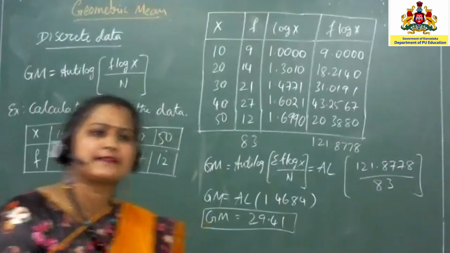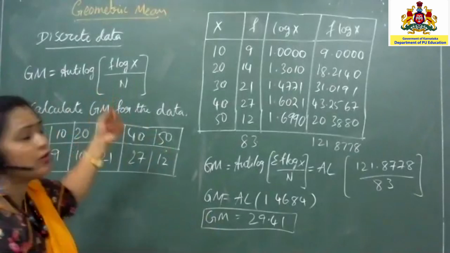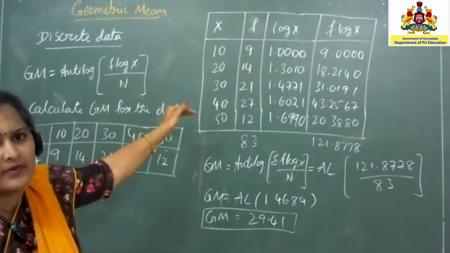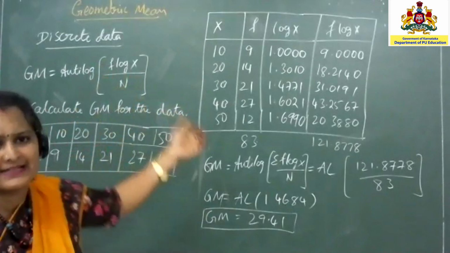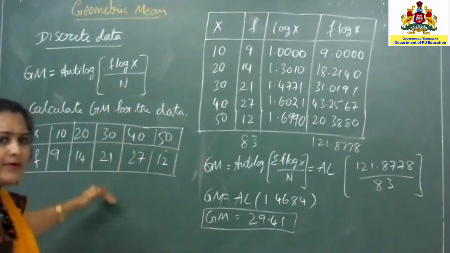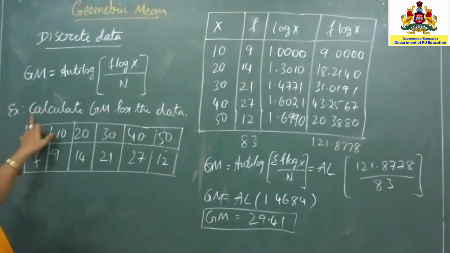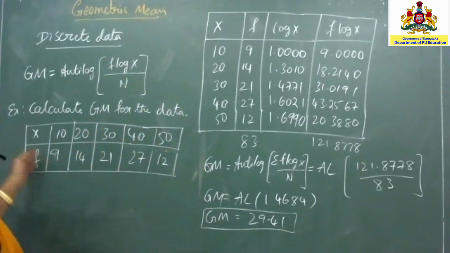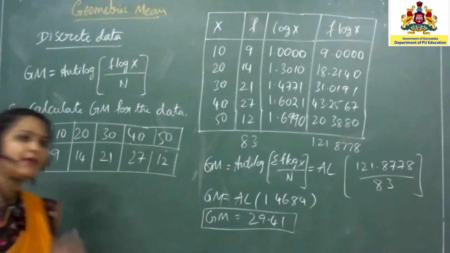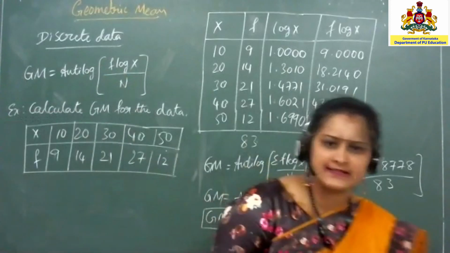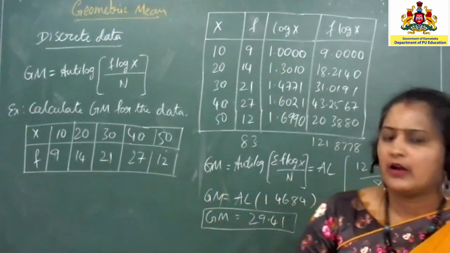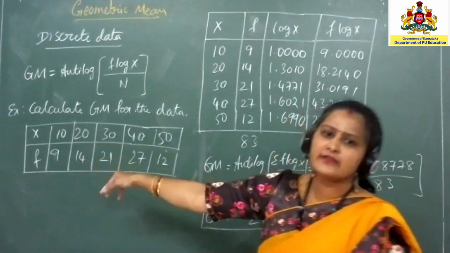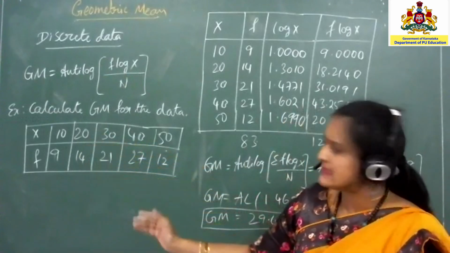Now we are discussing how to find the geometric mean for the discrete series or discrete data. Here one problem is there for you to calculate the geometric mean for the discrete series. Discrete series means you will be having x and f. I think everybody knows that the variable and also the frequency will be given in the discrete series.